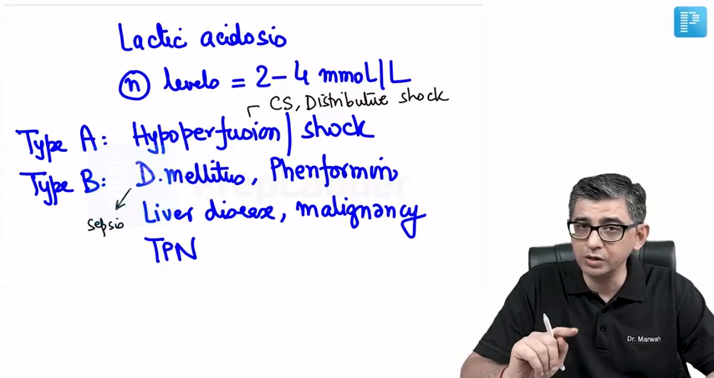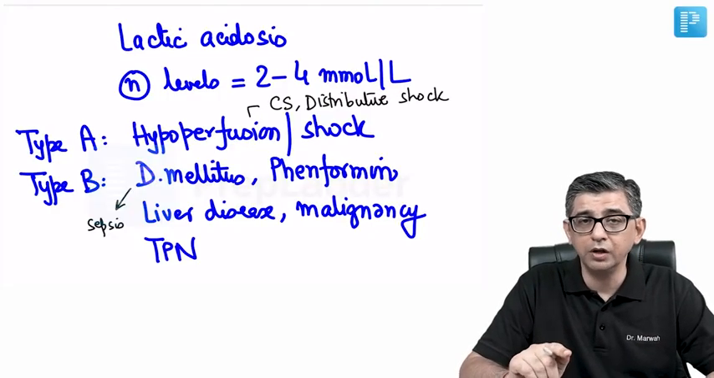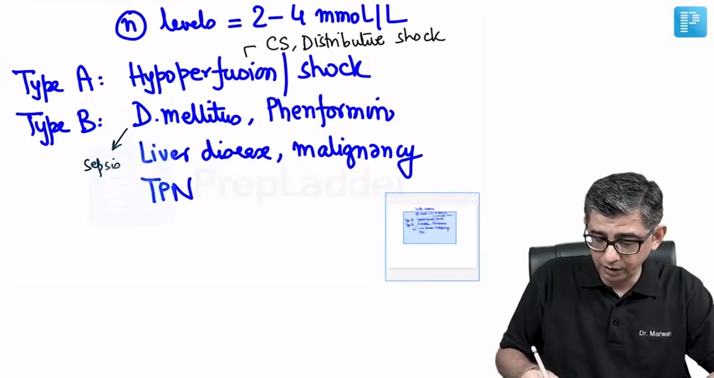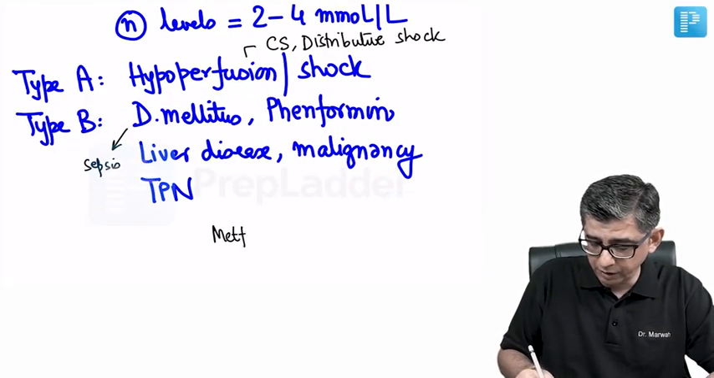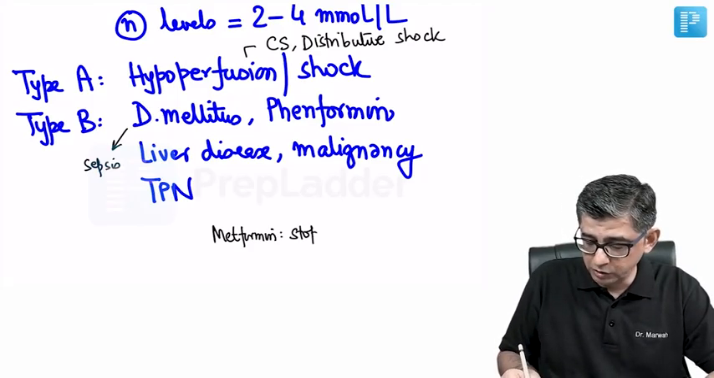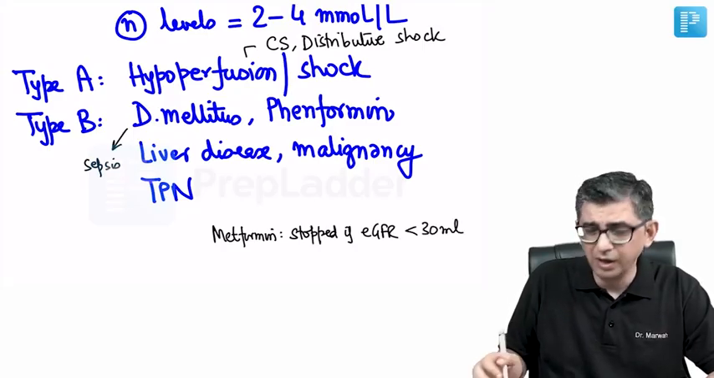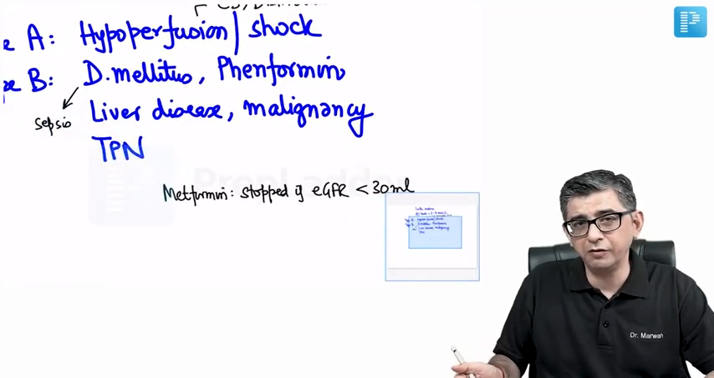Even metformin can cause lactic acidosis, but only if it is given in a patient in whom the eGFR is less than 30. I can just mention it here. Metformin is one of the primary drugs that we use in type 2 diabetes mellitus. Metformin ideally should be stopped if the estimated glomerular filtration rate of the patient is less than 30 ml. It's the range actually, 30 to 45 ml.